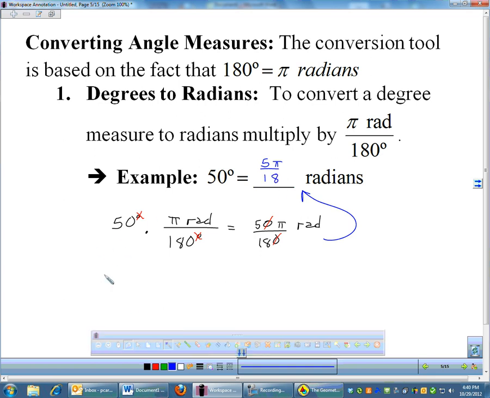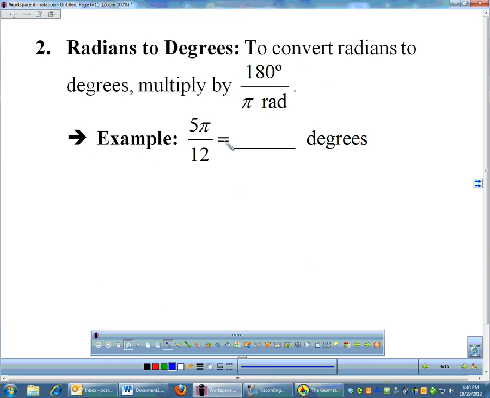So you want to cancel units. If you're trying to convert from degrees to radians, you'll put the 180 degrees on bottom because you want to cancel. If you want to go the other way, if you want to convert radians into degrees, and I forgot to write the rad right there, so we're going to convert radians to degrees, you put the radians on bottom.